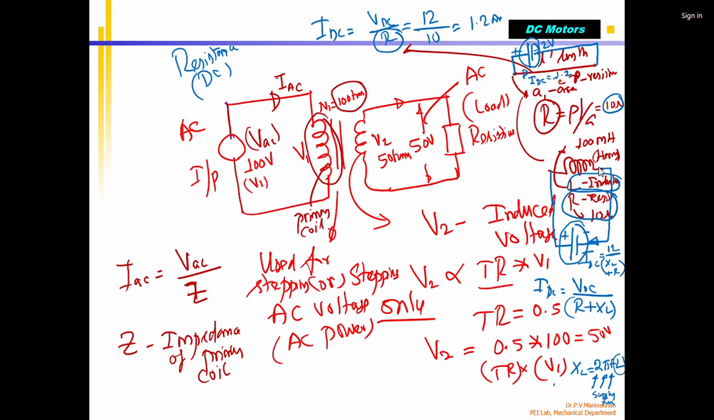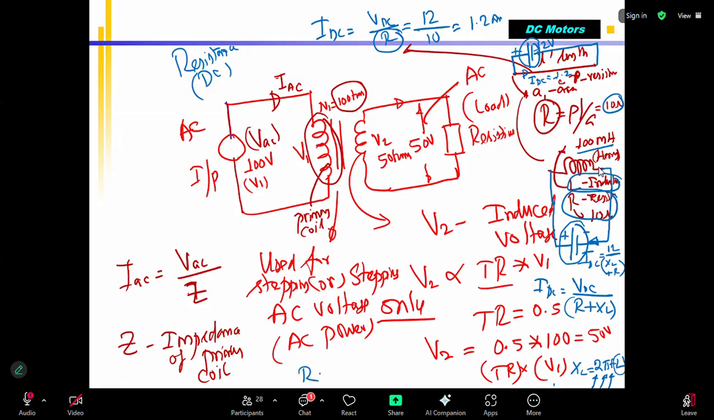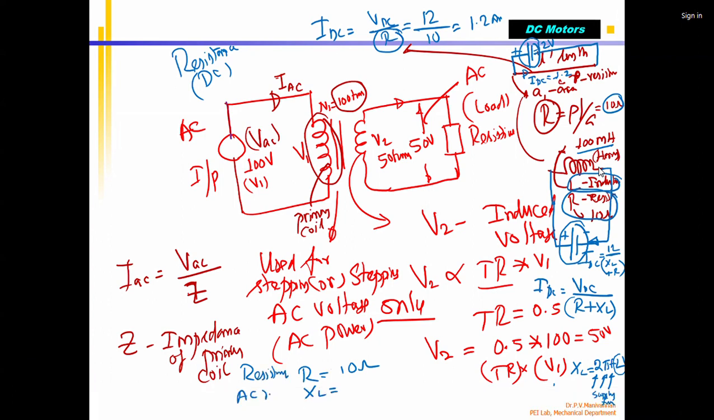Okay. Now, already I told you, this inductance is 100 millihenries. Now, I know R equals 10 ohms. That remains the same. XL is called AC reactance. R is called resistance. XL is called AC reactance.